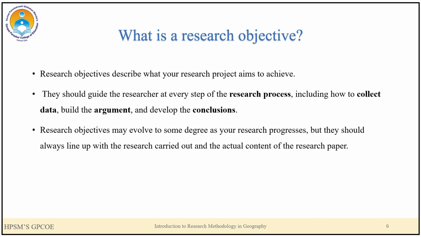Now let's see what is research objectives. Research objectives describe what your research project aims to achieve. They should guide the researcher at every step of the research process, including how to collect data, build the argument and develop the conclusion. Research objectives may evolve to some degree as your research progresses, but they should always line up with the research carried out and the actual content of the research paper.